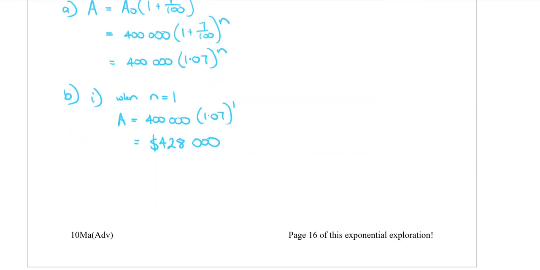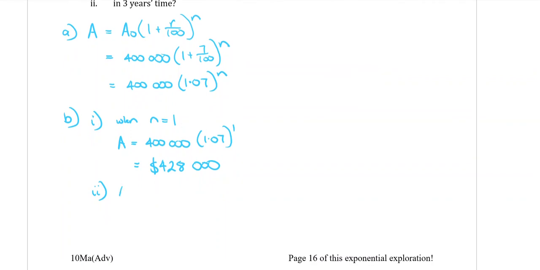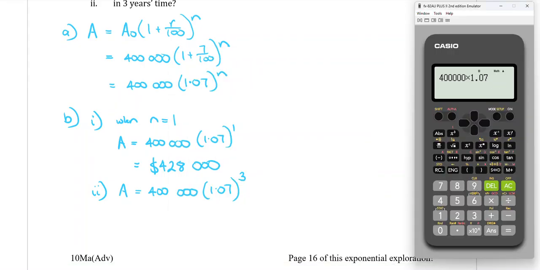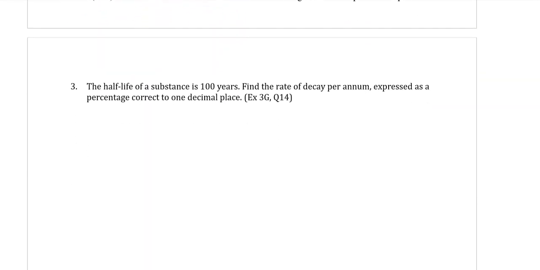Part 2, we want to know the value of the apartment in 3 years' time. So we go back to our original equation and we're going to sub in 3 now. So it's 400,000, 1.07 to the power of 3. So it's now worth $490,017.20. Okay, so it's increased by quite a lot in just 3 years. Over the page to question 3.